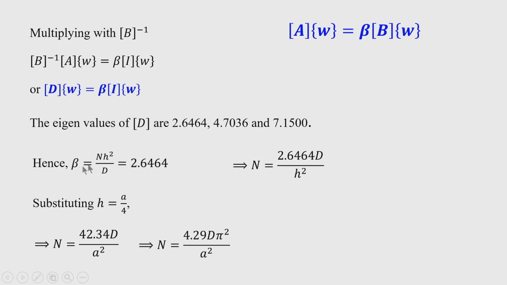So, taking beta equal to 2.6464, we can now calculate the critical value of n as 2.6464 d by h square, okay. And putting h equal to a by 4, because a is the plate dimension and h is the mesh size, we replace the mesh size with the plate dimension, and we now get 42.34 d by a square as the critical load. This can also be written as 4.29 d pi square by a square.